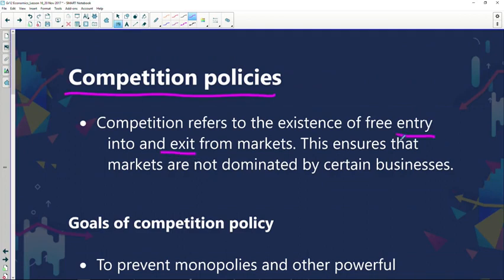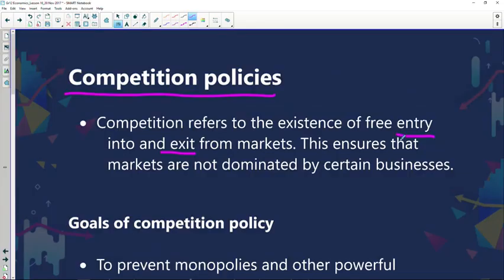Okay, so it's looking at whether businesses or firms are allowed just to come into the market to sell their products. So there should be free access into the market. And also, are there any exit issues that are involved, if you have decided that you are going to leave that market space. So we're looking at free entry into the market and also exit from the markets as well. So this ensures that markets are not dominated by certain businesses.